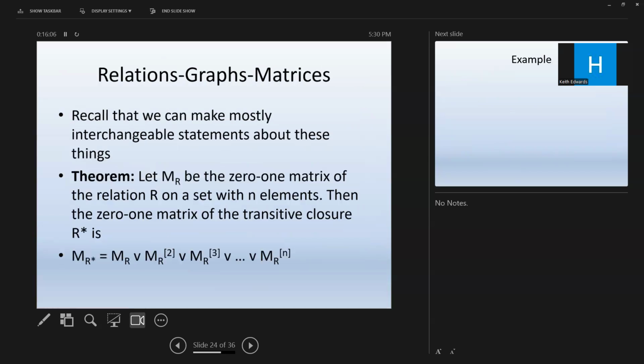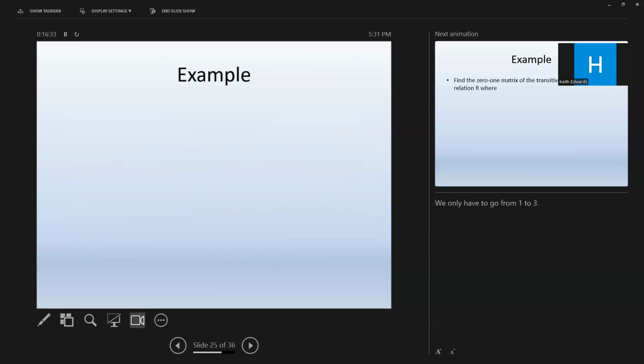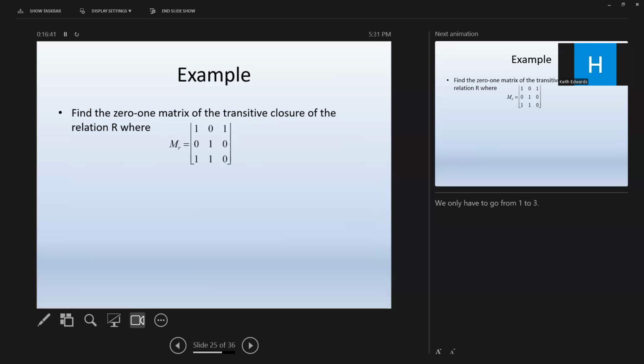And recall that we can make mostly interchangeable statements about things. So let M_R be a 0,1 matrix. We can talk about graphs and we can talk about matrices, and we showed how they can both represent relations. Then the transitive closure M_R* is basically M_R union M_R2 union M_R3, up to M_R^n, where n is the number of elements. So find the 0,1 matrix of the transitive closure of the relation R, where M_R is equal to this matrix.